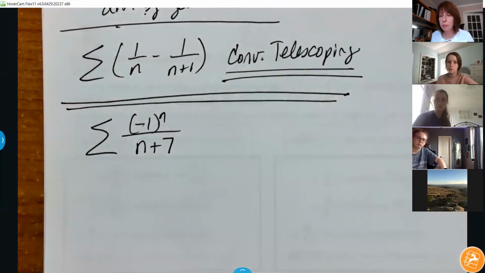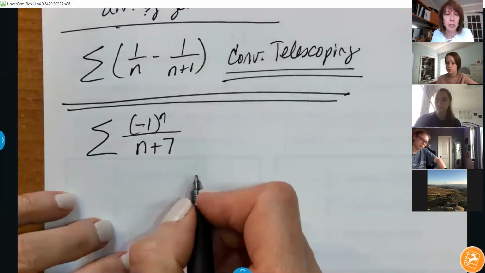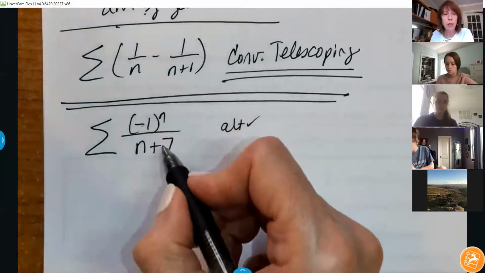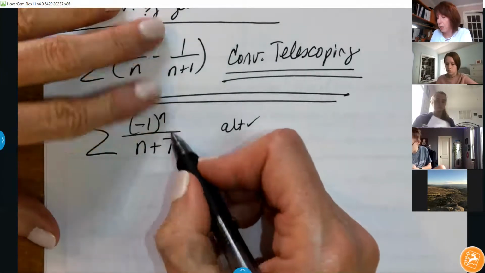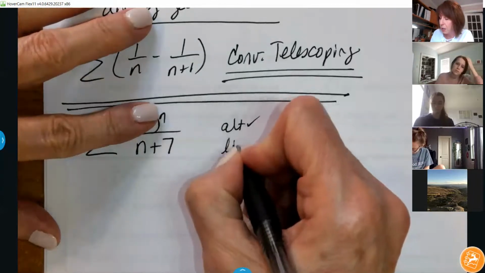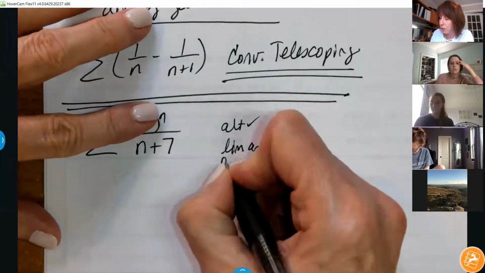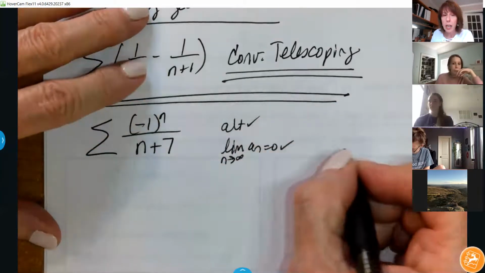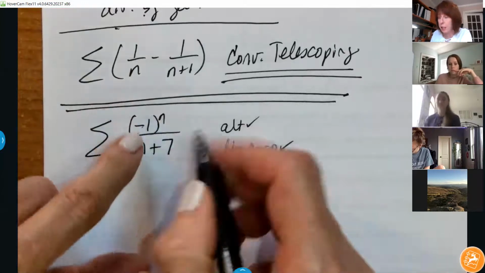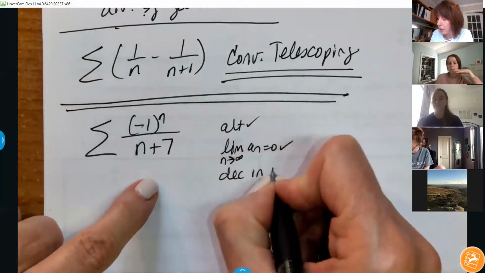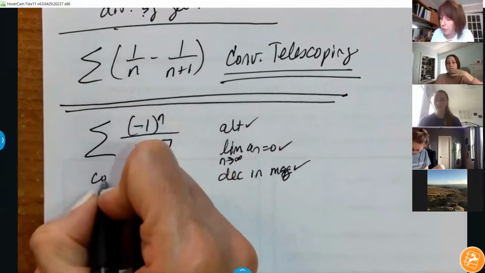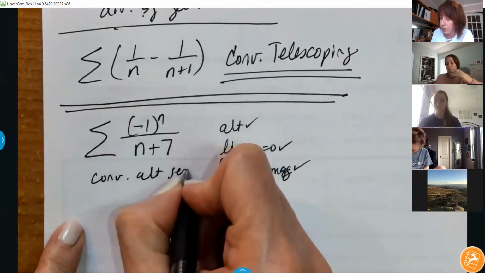So alternating series test? I would use the alternating series test too. So we're alternating inside. Without the 1 here, if we take the limit as n goes to infinity, we do get 0. So the limit is 0. And as n gets bigger, the denominator gets bigger, so the whole thing gets smaller. So we're decreasing in magnitude. And so this is a converging alternating series.